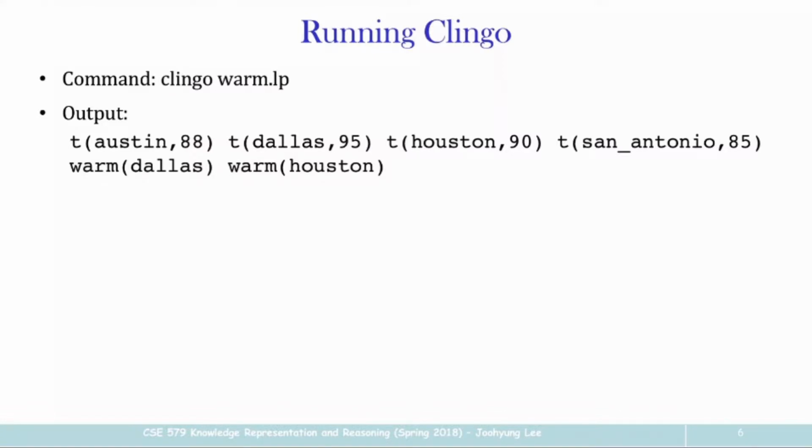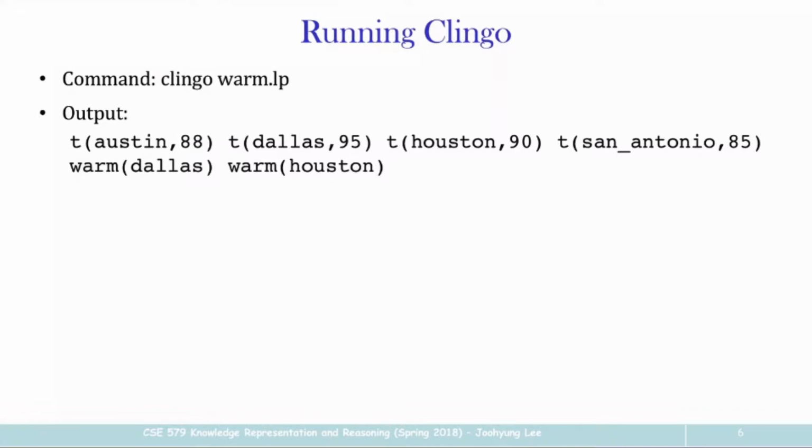All right. So the command is actually simple. You give the name of the file, Clingo, and warm.lp is the name of the file that stores the previous program. Okay, those two lines that I show you. It's a command line execution. So you type the name of the command and the file name, and Clingo returns this answer.